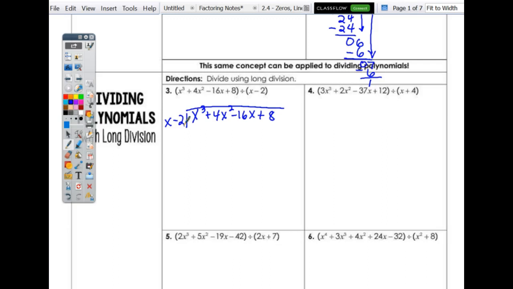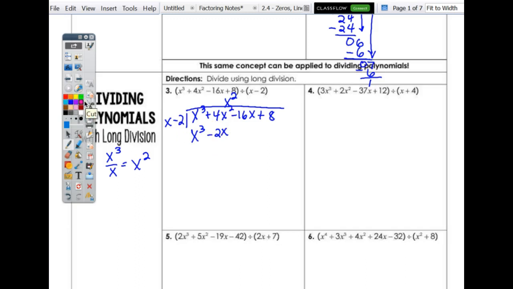Okay, watch. After we write this, we're going to do this exactly like I just did. I'm going to take the first term and divide it by the x. X to the 3rd divided by x. And what does that give me? X squared. So I'm going to write the x squared right there. You have done this. So I'm going to take x squared times x, and what does that give me? X to the 3rd. X squared times minus 2 is minus 2x.